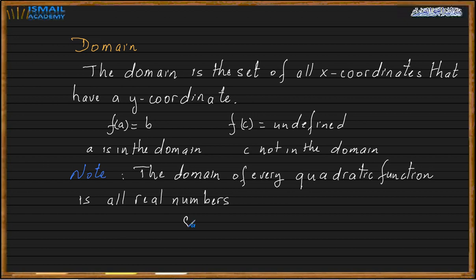We always take this notation. D, which refers to the first letter of domain, is minus infinite, infinite, and this is how we express that the domain is from negative infinite to infinite. So this is the first step. The second step, we are going to talk about the vertex.